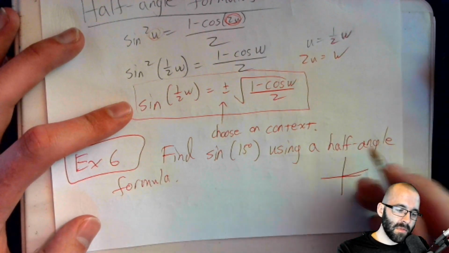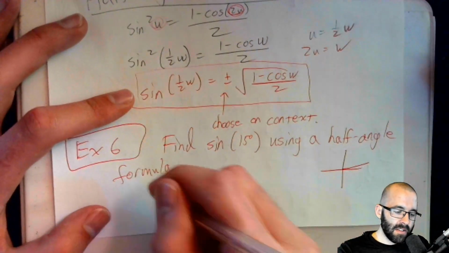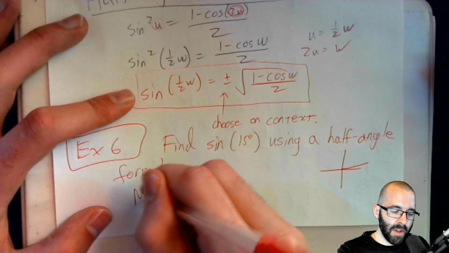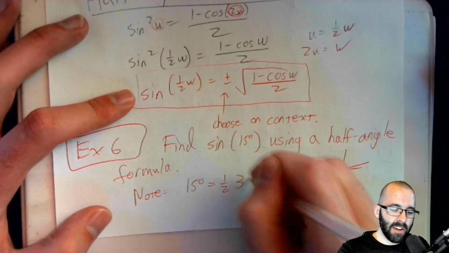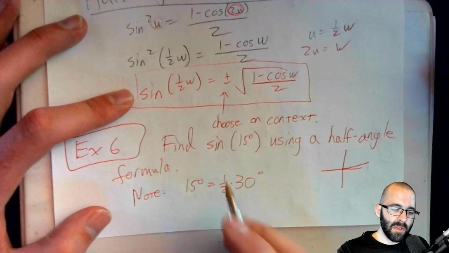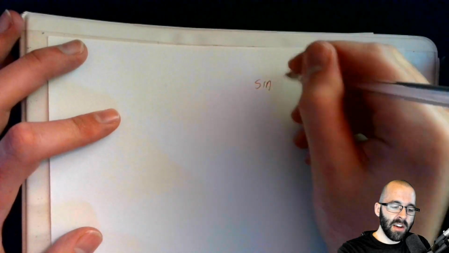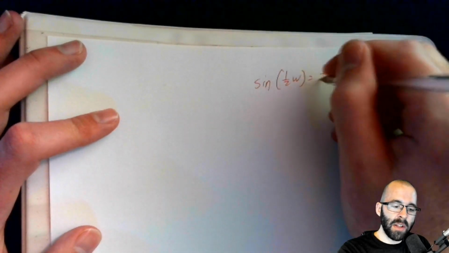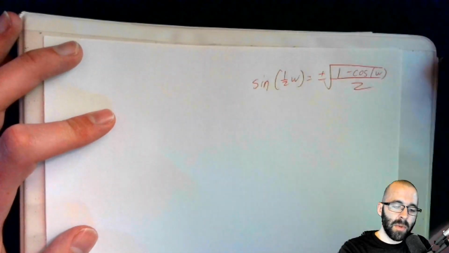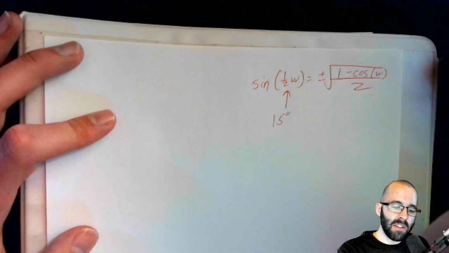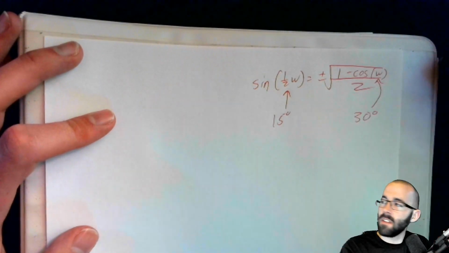Okay? So here we go. Sine of, so note, 15 degrees is just 1/2 of 30 degrees. So we're going to use this. Left-hand side is going to be 15, right-hand side is going to be 30. Let's write that out more explicitly. We're going to use our formula that says sine of half an angle is going to be plus or minus the square root of 1 minus cosine of the angle divided by 2. And again, our half angle is 15 degrees here, and our full angle is 30 degrees for this problem.